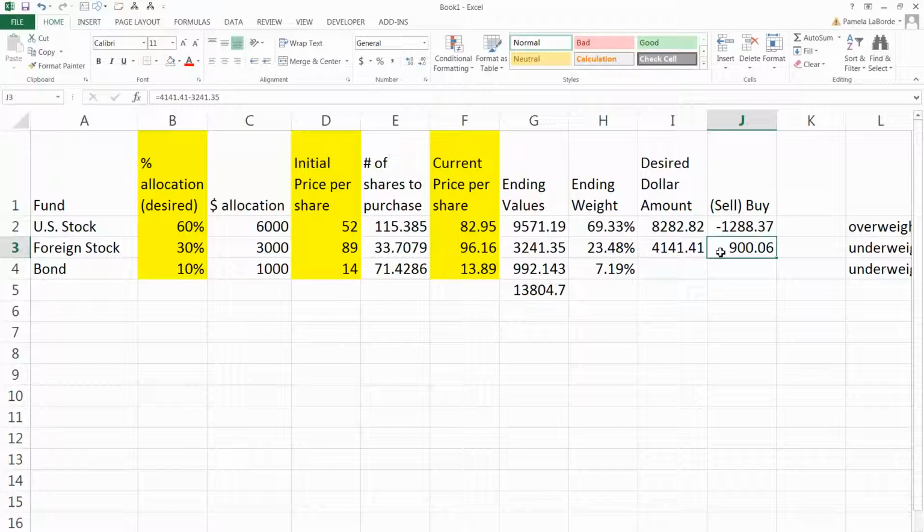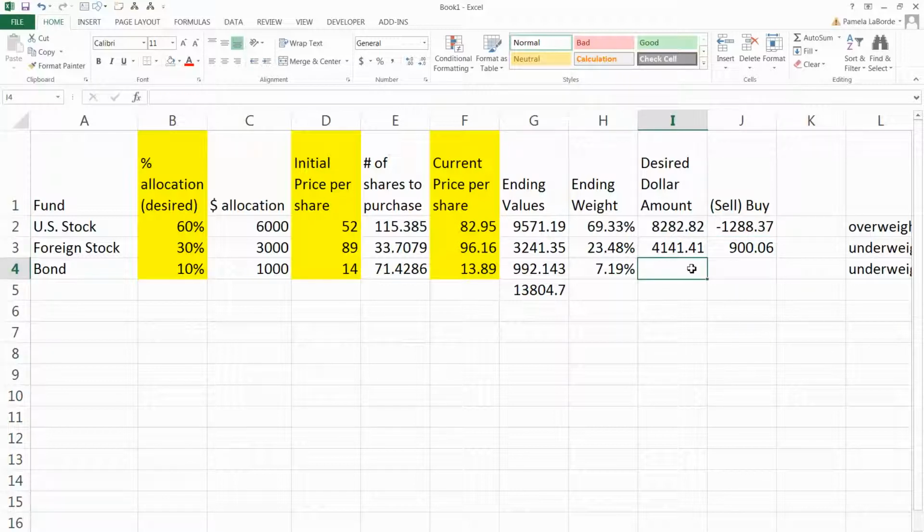This difference is how much I need to buy or sell. Because it's a positive value, I need to buy, because I want more than I've got. Here I want less than I've got, so it turned out to be a negative value, so I would sell it.